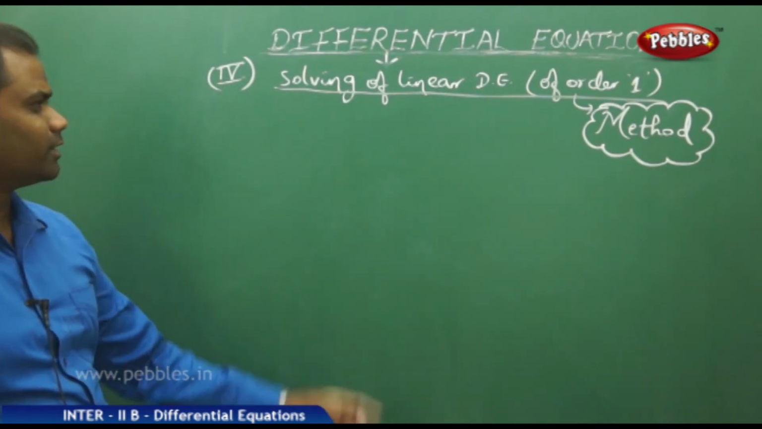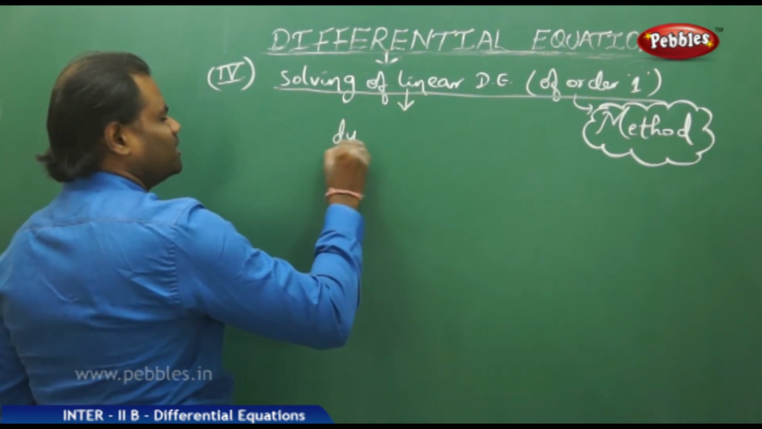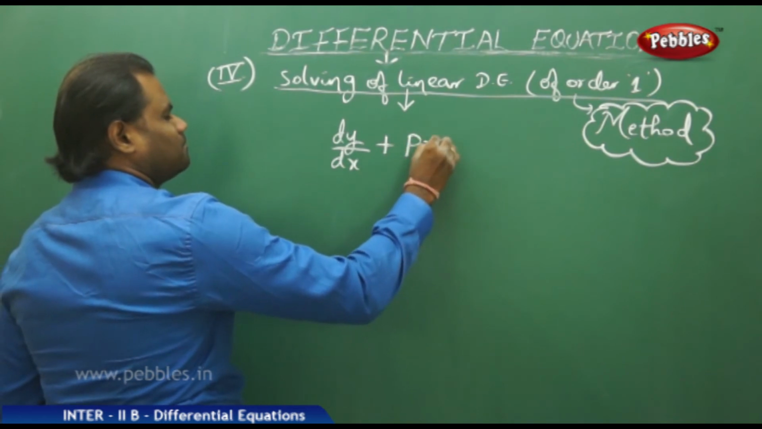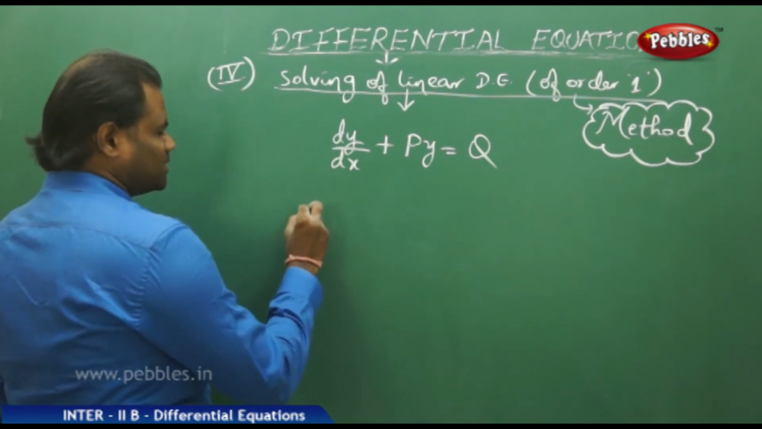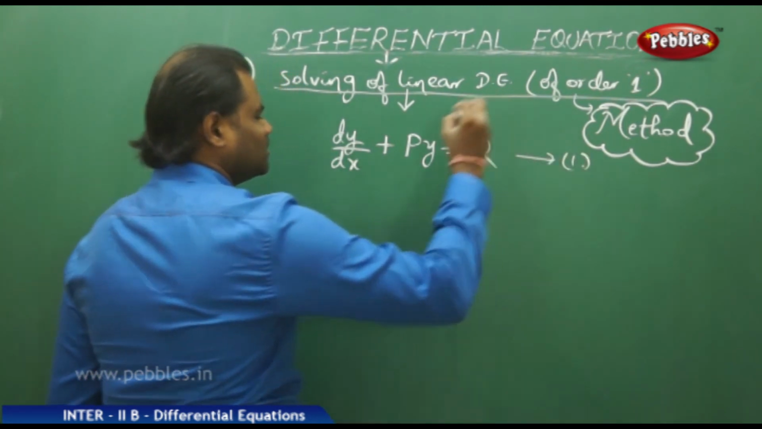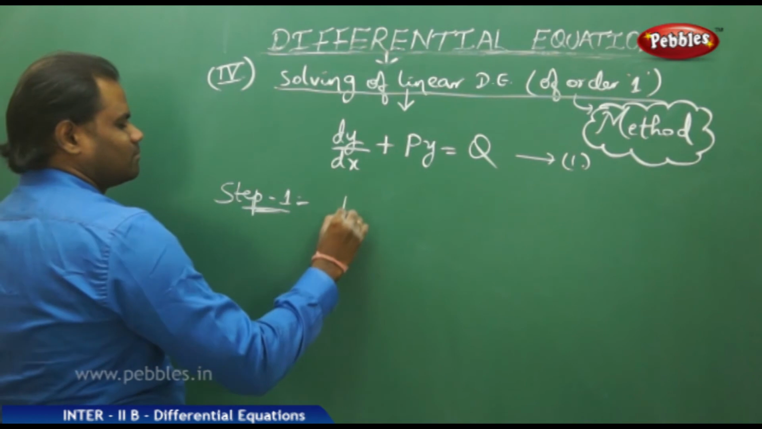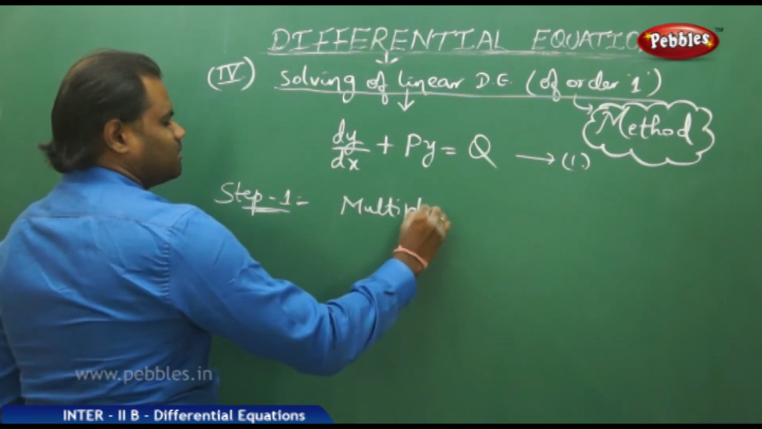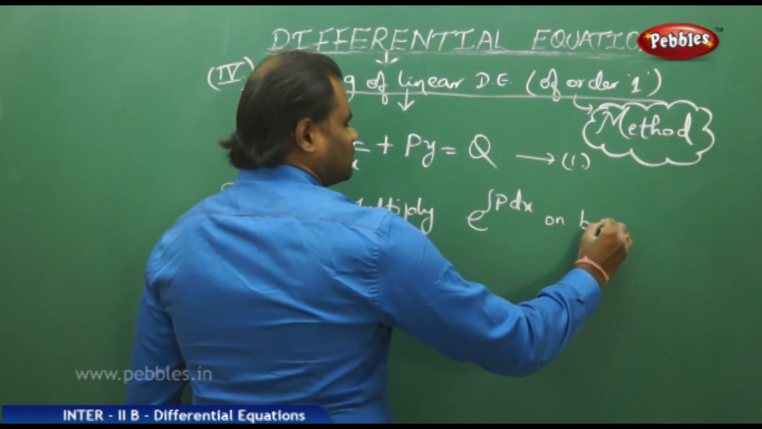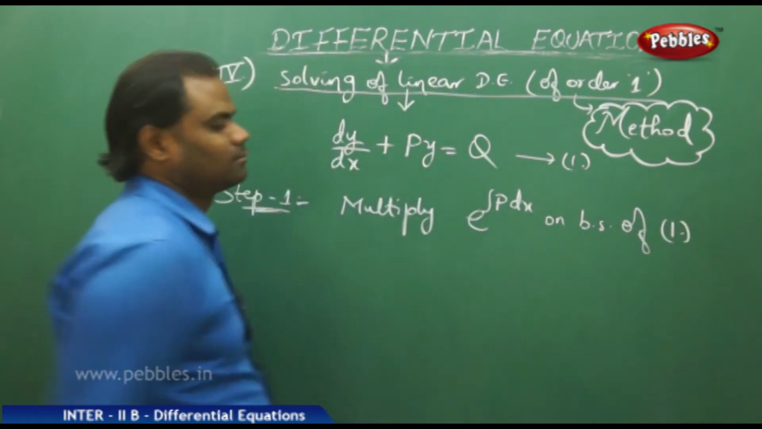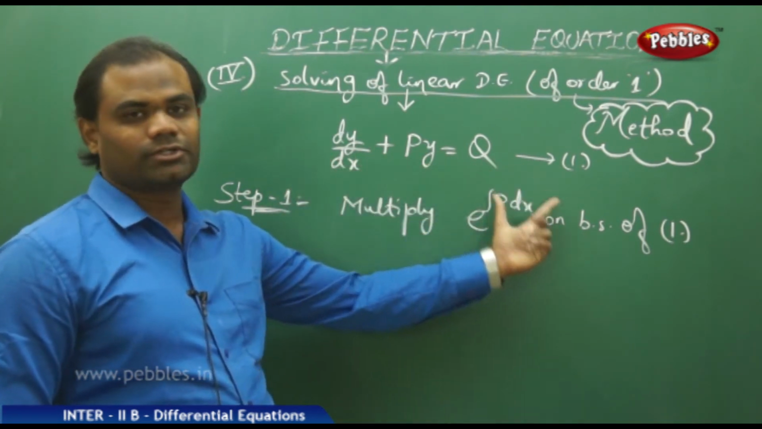So in this method of solving the linear differential equation of order 1, which is considered as dy/dx + Py = Q (equation 1), in this case we just multiply. Step 1 involves multiplying e^(∫P dx) on both sides of 1. This is how we proceed with step 1, where we multiply both sides of equation 1 with this.